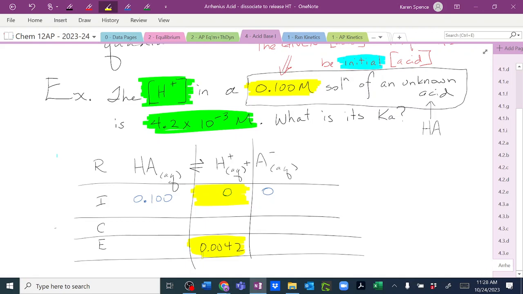So if you know the initial and you know the equilibrium, what do you know? You know the change. Sometimes people get a little confused. They'll see that the hydrogen ion concentration is 4.2 times 10 to the minus 3, and they'll think that's the initial. When you initially put the acid in, how much has dissociated into hydrogen? None. Always the initial amount dissociated is 0.